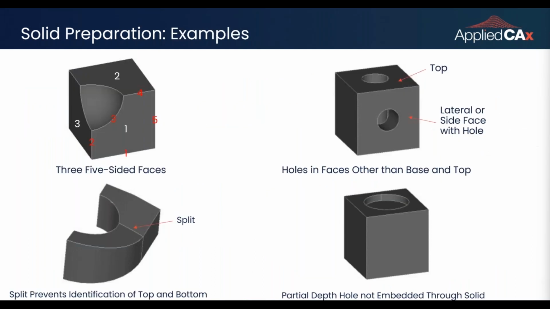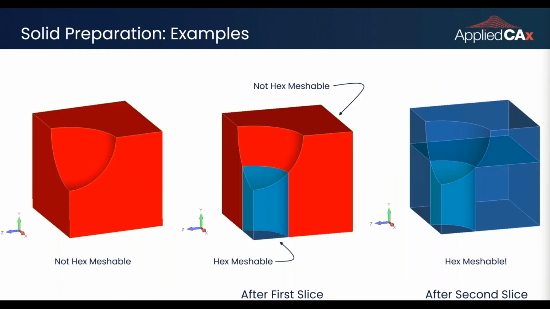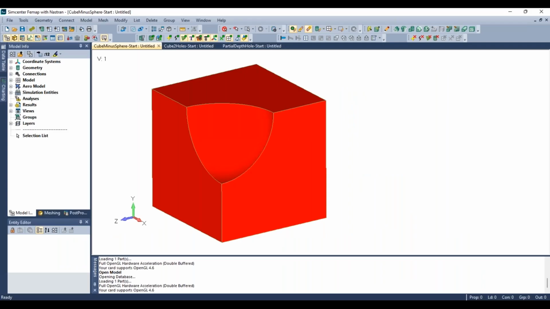Okay, so moving on. Here we have the 4 examples that we're going to talk about today within the software. We have these 3 5-sided surfaces here. We have a cube with 2 holes in it. We have this much simpler one which just has a split in the top, and then we have a partial depth hole that's not embedded. And so let's jump in. These slides will kind of highlight what we're doing, but we're going to do it in the software. So I'm going to switch now to Femap.